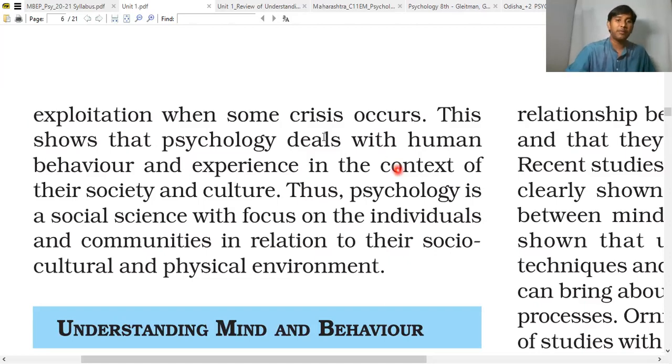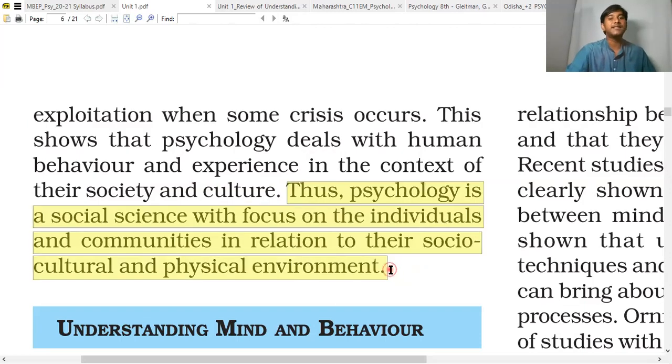This shows psychology deals with human behavior and experience in the context of society and culture. What is the reason for the behavior? Psychology is a social science with a focus on individuals and communities in relationship to the socio-cultural and physical environment. So here, as we discussed in the previous minutes about psychology as a natural science, we asked what is the motive behind it and what are the biological conditions. Here, psychologists try to understand the external behavior and the social conditions that make people behave in such a way.